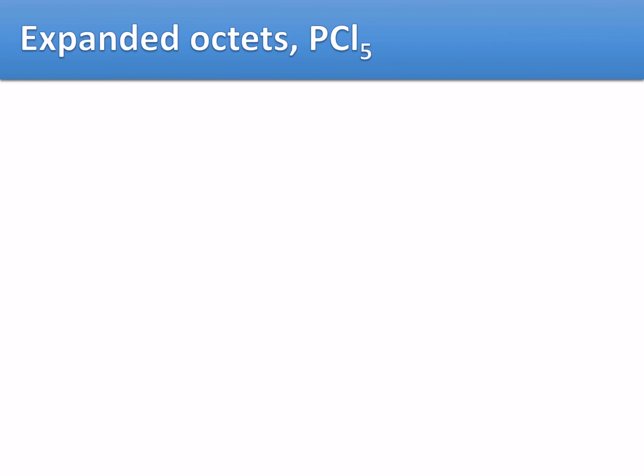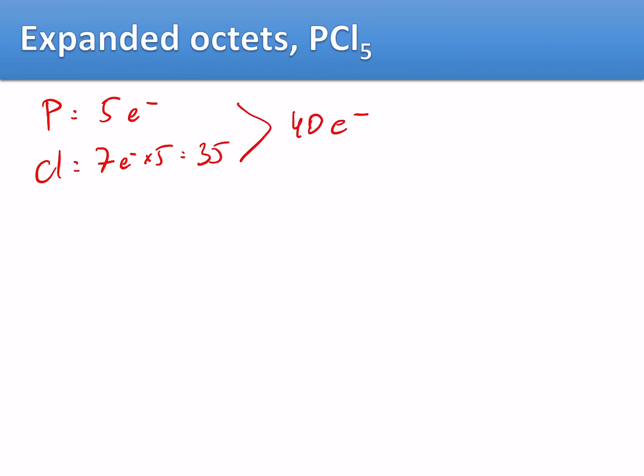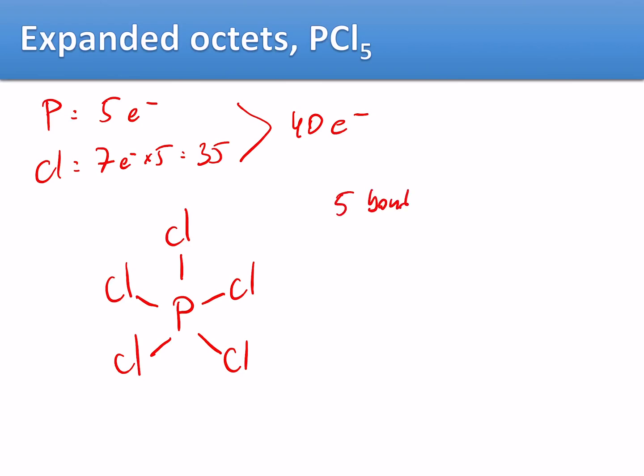Now, PCl5. Phosphorus has 5 electrons. Chlorine has 7 electrons, but you have 5 of them, that's 35. This is a total of 40 electrons. So we have phosphorus, and then we connect all the chlorine atoms. So you have 5 bonds. That's 10 electrons, right? At this point, phosphorus as the central atom already has 10 electrons in the last shell. But we started with 40, so 30 electrons to go.